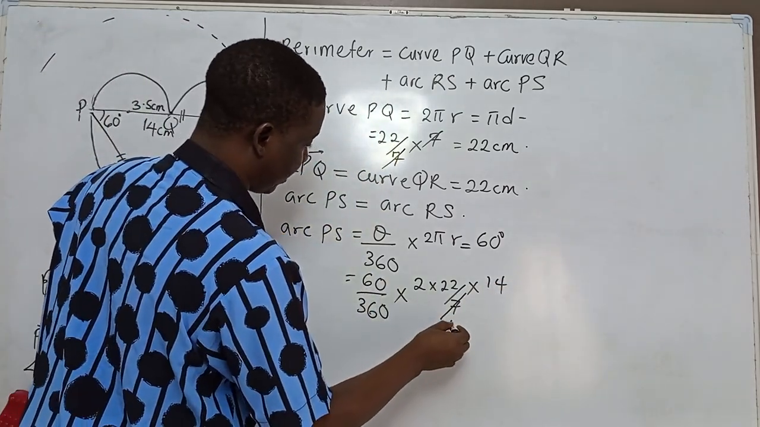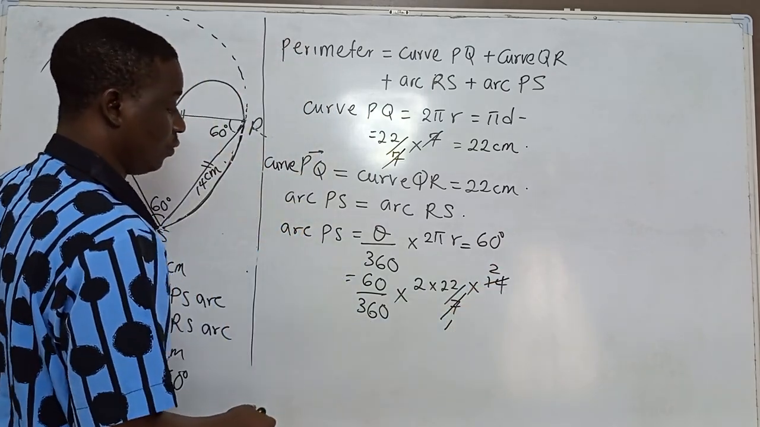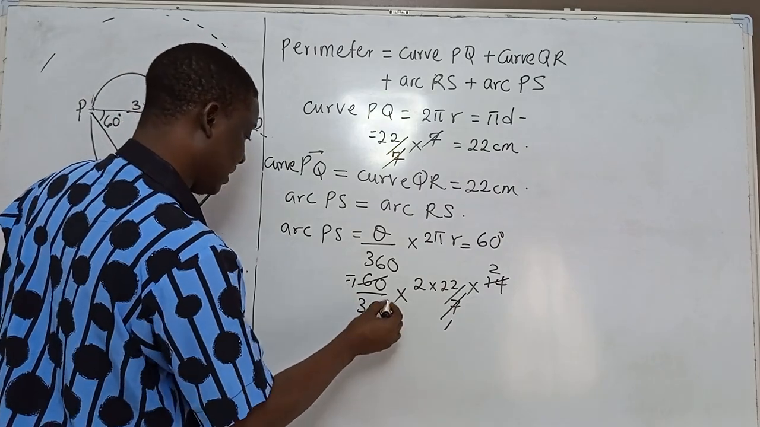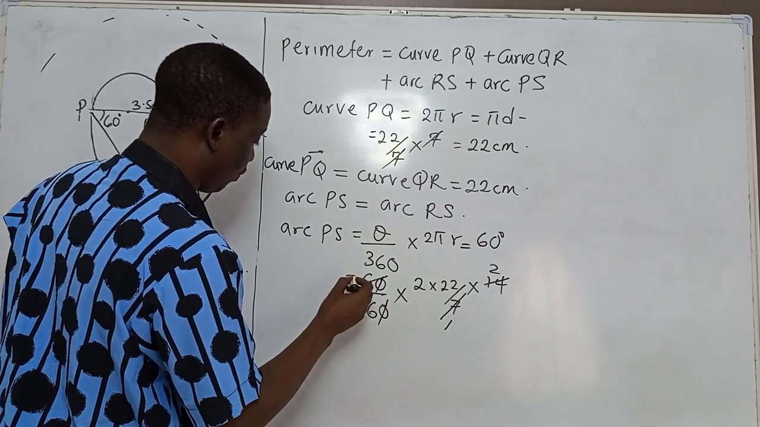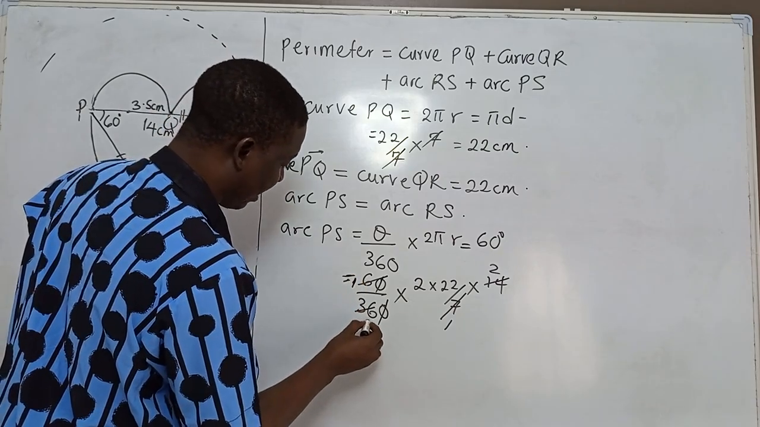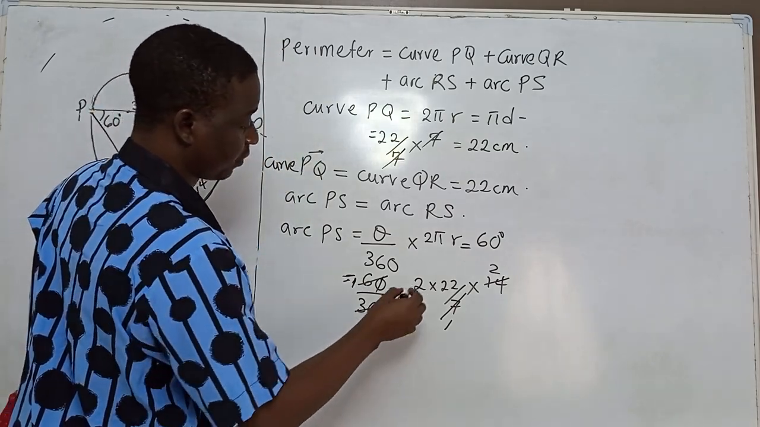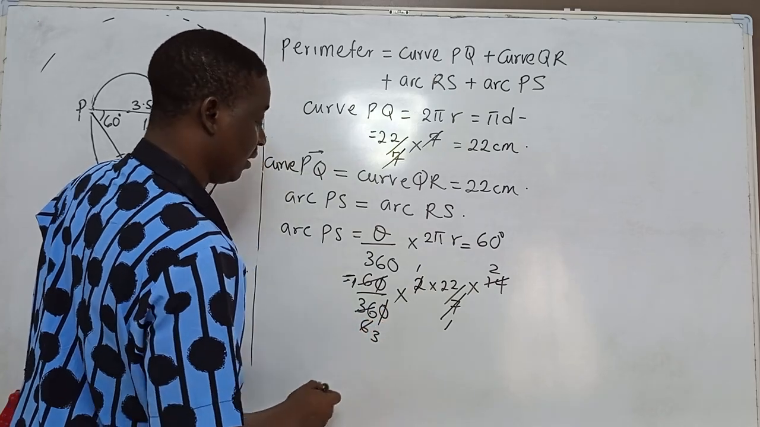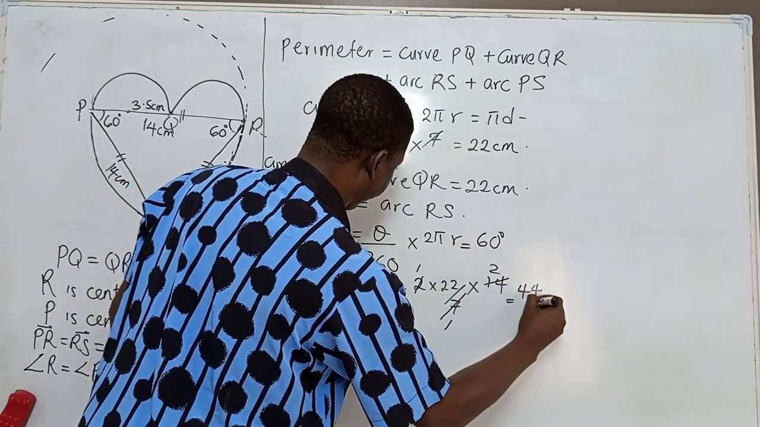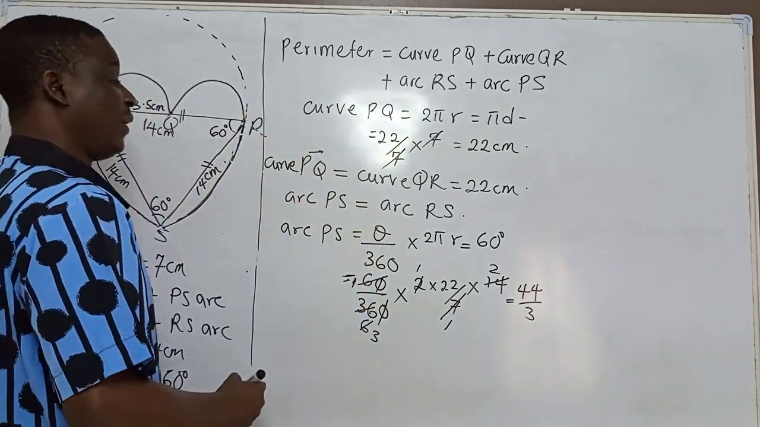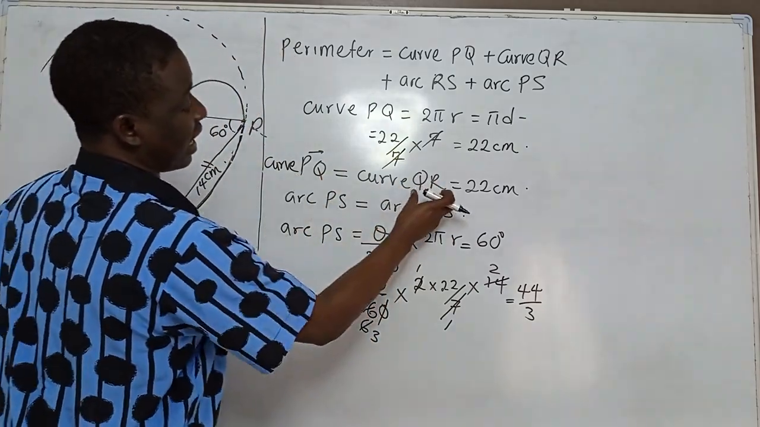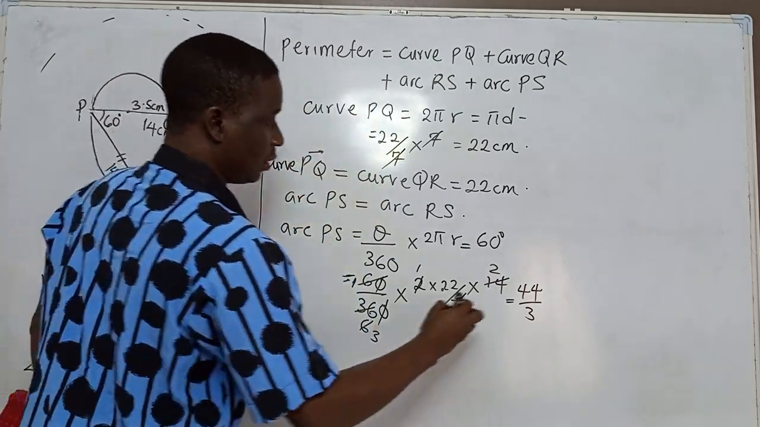So this one will give us 7 once, 7 twice. 60, or let's say 0 cancels 0, then 6 divided by 6. 6 goes in 36, we are going to have 6. So we have 6, then 2 once, 2 thrice. So we are going to have 44 over 3, 22 times 2. And 44/3 is for both arc PX and arc QR.